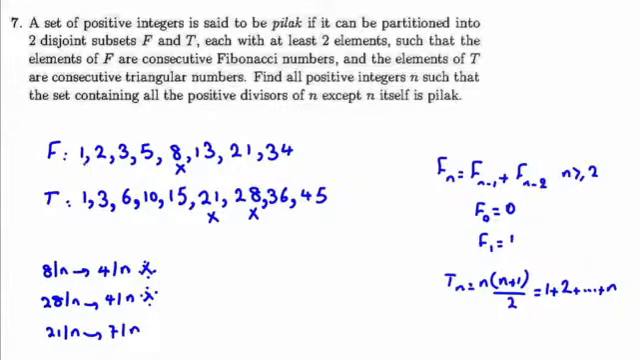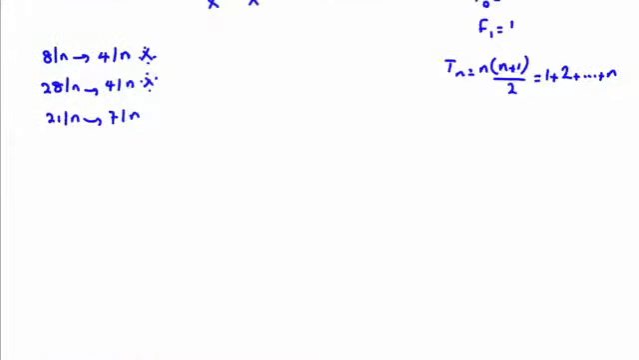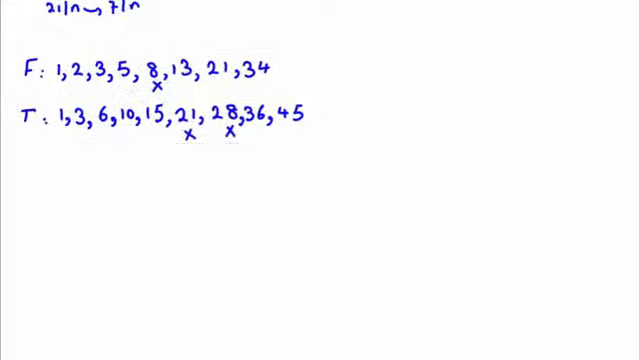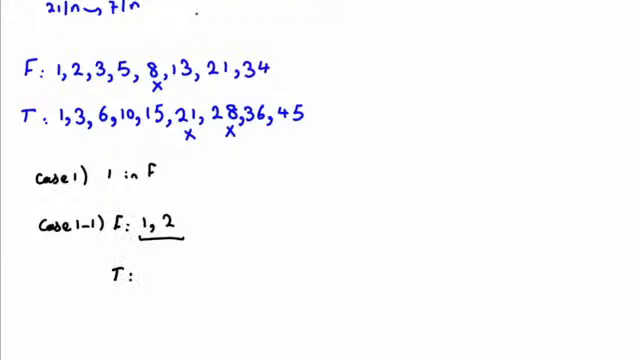So now we consider 2 cases. We select 1 from F or we select 1 from T. Let's consider here. If we select 1 from F, so case 1, we want to use 1 in F. So case 1, we select 1 and 2 only in F. Okay? So we consider T, it is in F and T.